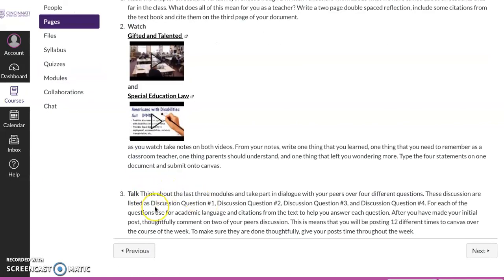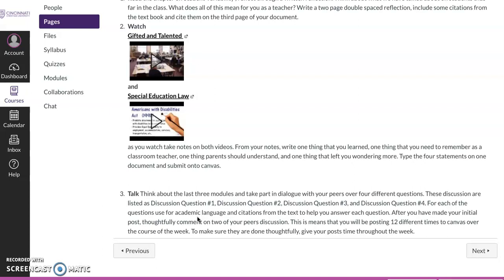The third thing you're going to do is you're going to discuss with your peers some discussion questions. Things that I want you to remember: for each of the questions, and there's 4 questions you can see there, remember to use your academic language and citations from the text to help you answer each question. That proves to me that you're not just being flippant with your answers, that you are grounding them in research and things that we have talked about.